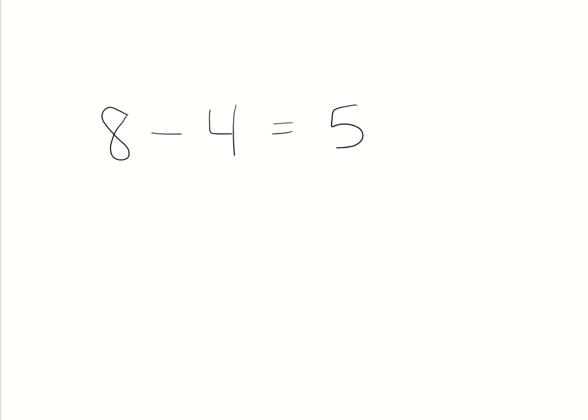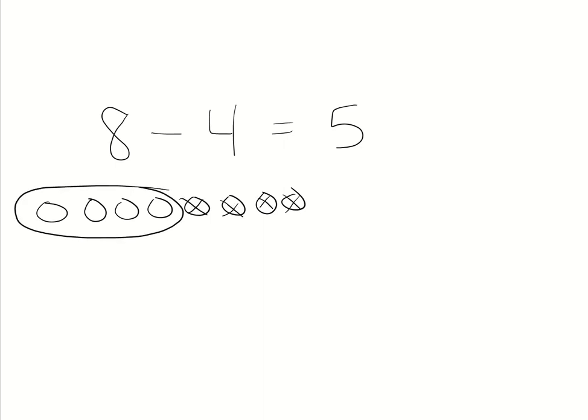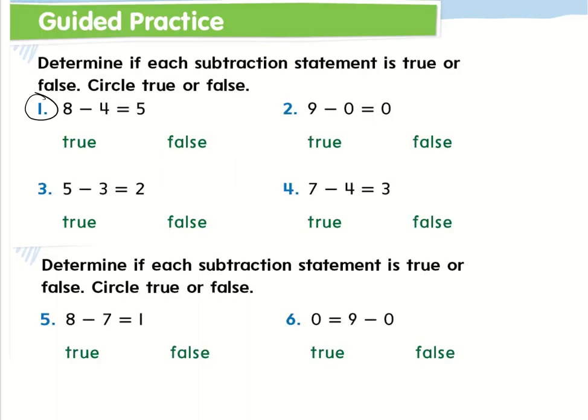Let's solve this one. So I have 8: 1, 2, 3, 4, 5, 6, 7, 8, minus 1, 2, 3, 4. I should be left with 1, 2, 3, 4. This problem is going to be false, because like we solved before, 8 minus 4 is not 5. 8 minus 4 is 4. Let's go back up and find another one. Ooh, this is a tricky one.